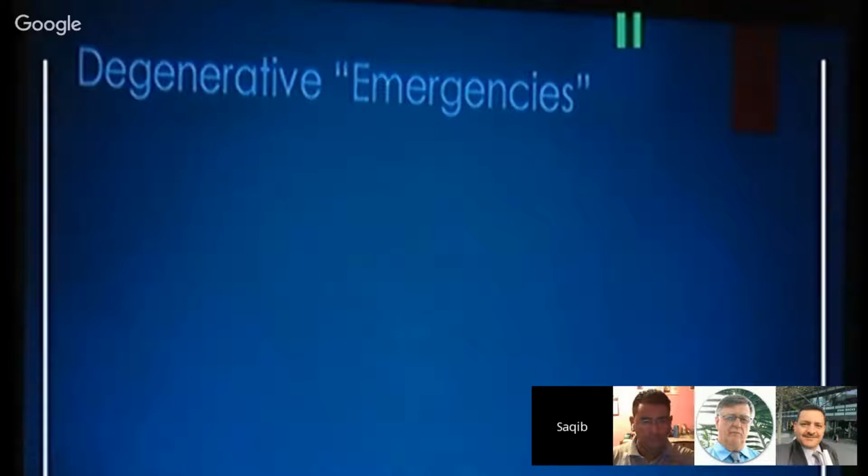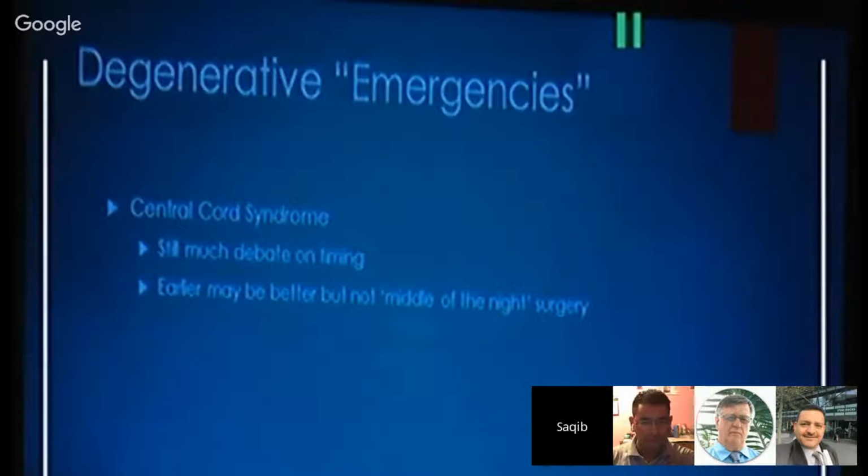Finally, I'm going to talk about degenerative, quote, emergencies. There are actually very few emergencies in degenerative disease because the degenerative process is by and large slow. Central cord syndrome was mentioned. Patients with cervical spinal stenosis will often, with trauma, have an acute neurologic deterioration typified by more weakness in the upper extremities than the lower extremities, so-called central cord syndrome.